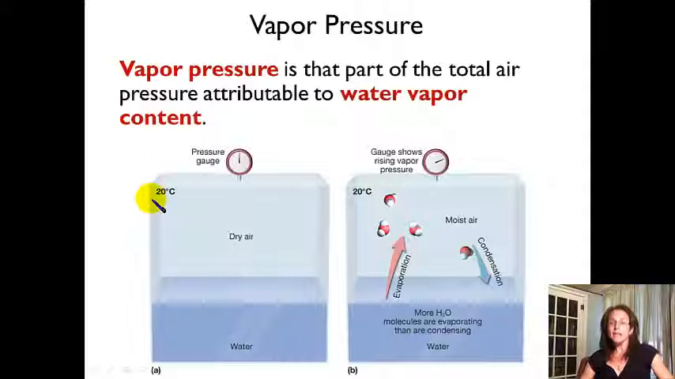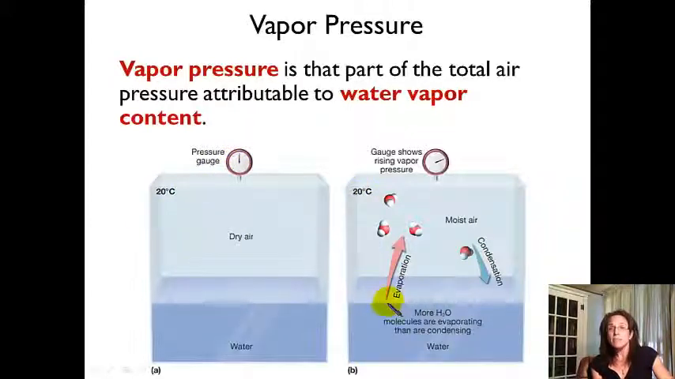So now let's talk about vapor pressure. Vapor pressure is actually a measure of pressure. So what is the amount of the total air pressure that is coming from the water vapor content in the air? So if we have a box with some water, and in this case over here we have dry air. In this case, dry air means no water vapor. So in this case we have 0 for our vapor pressure with our totally dry air.